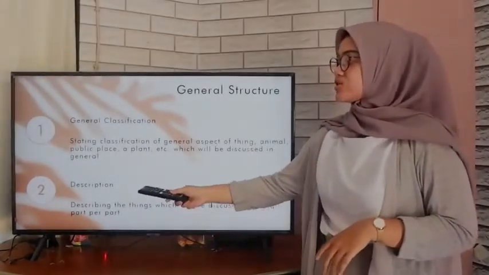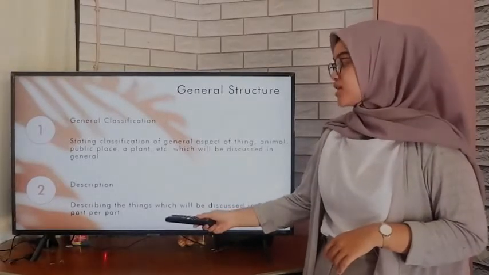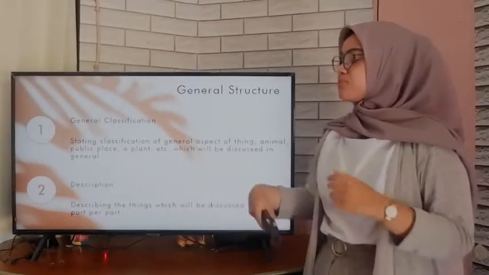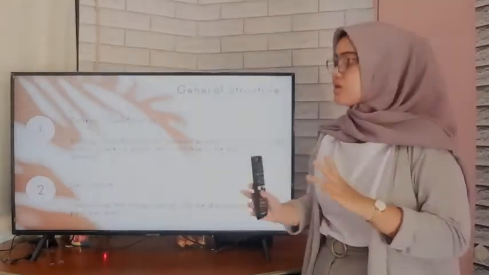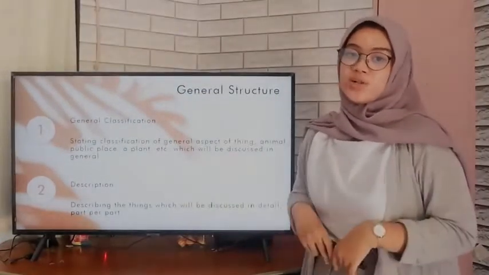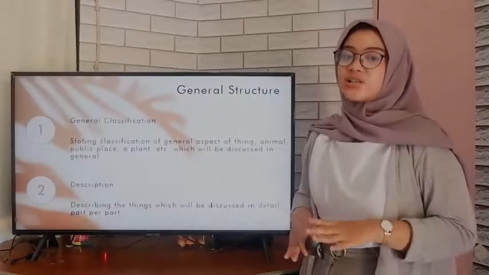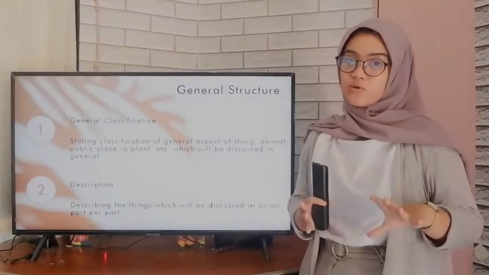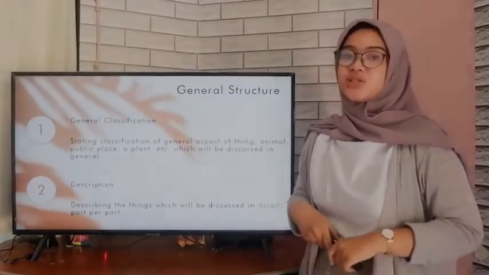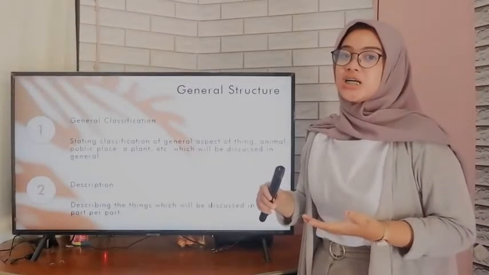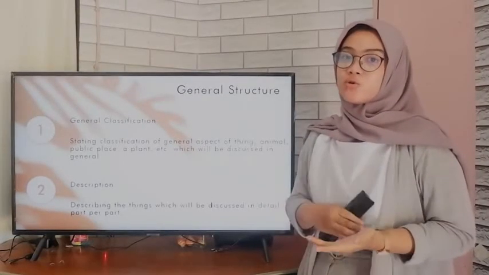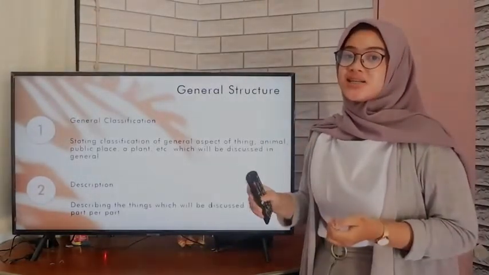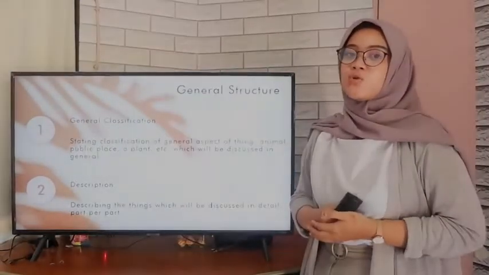So while in description, describing the things will be more detailed. So in this description, we will describe a thing more detailed and part per part. For example, if you want to make a report text based on technology, so the title is smartphone, and then in the description you can start from the kind of smartphone, if it's touchscreen or not, or maybe you can write a characteristic of that smartphone, and then whatsoever.